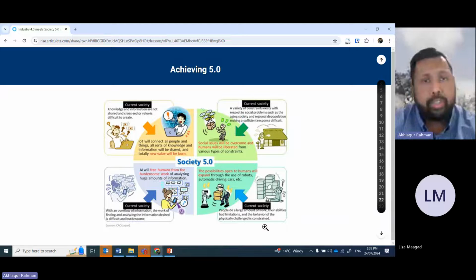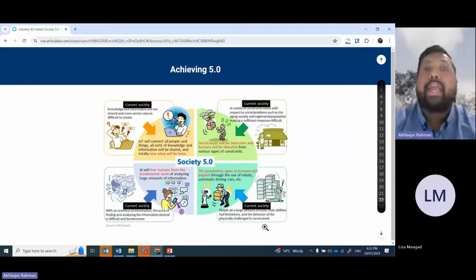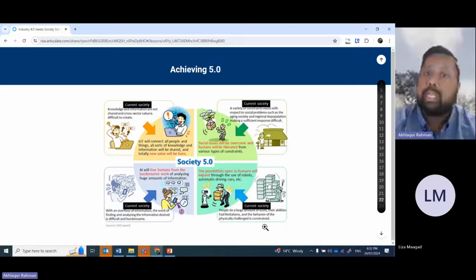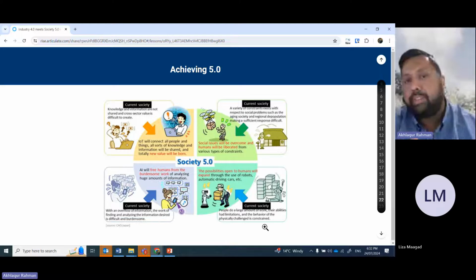So you can see the current society. A lot of the information that is currently available, the data is not all shared, but with Internet of Things, computers and all the machines that even we use at a domestic level, they will be able to access more information, and that will give them more scope to do more things themselves, which will make our lives easier. So that's probably an idea with Society 5.0.